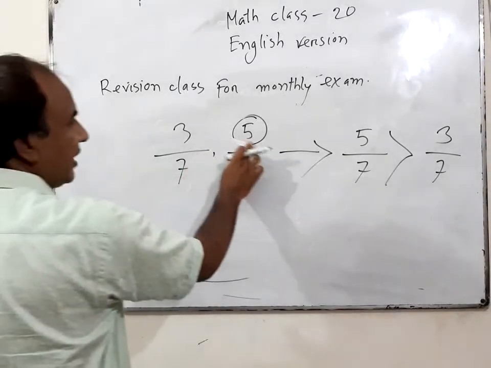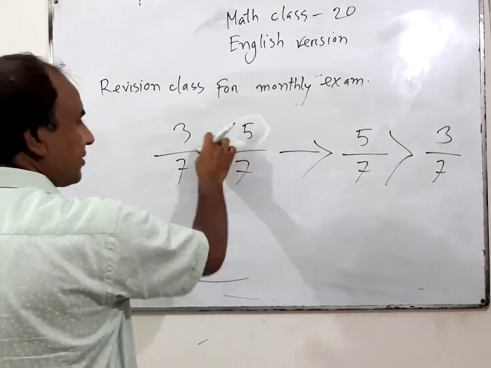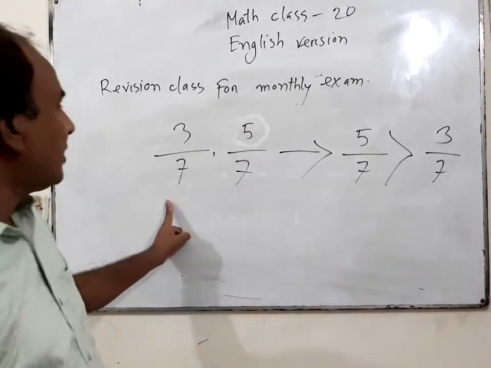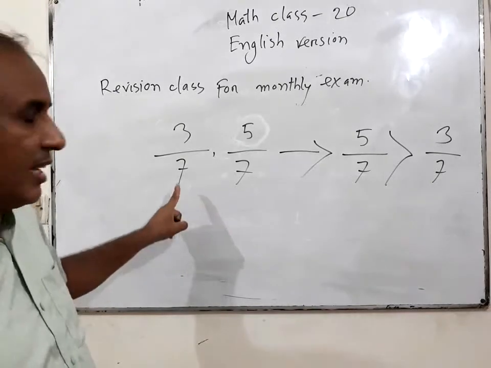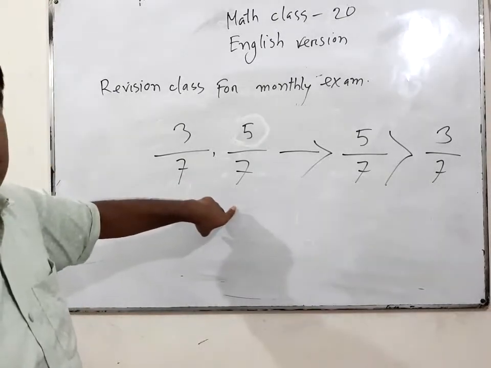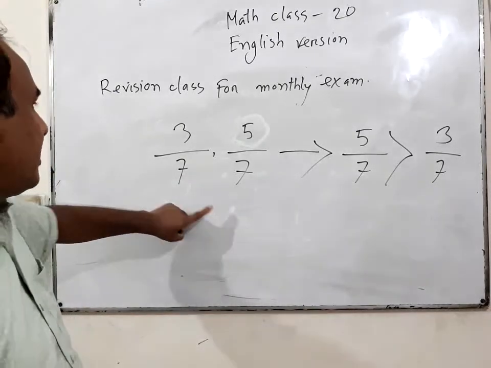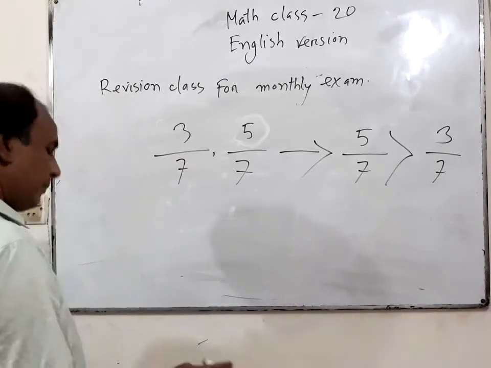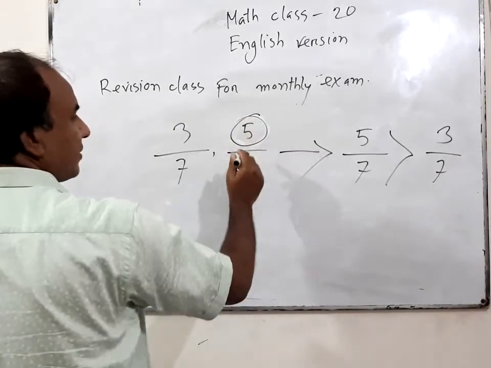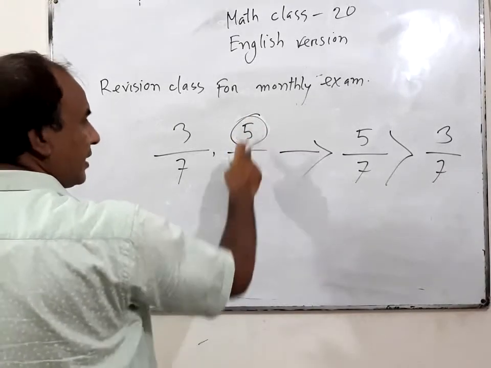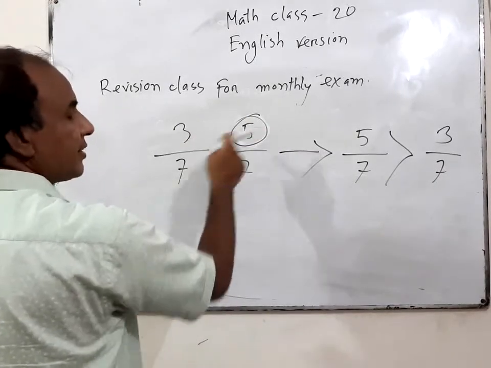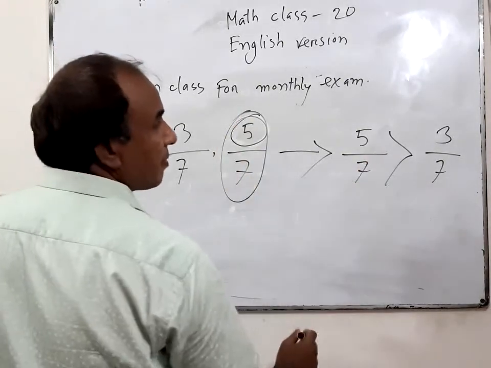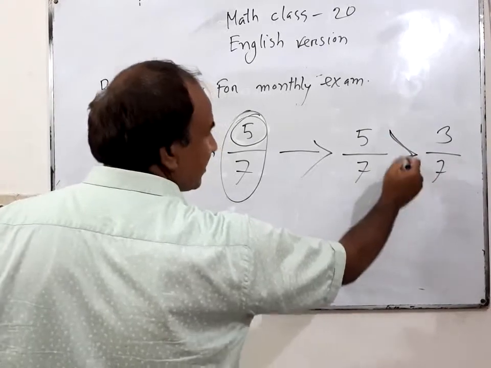The question is saying, if there are two fractions having equal denominators, the fraction having a greater numerator is greater. The numerator is greater than 3, so this fraction is greater.